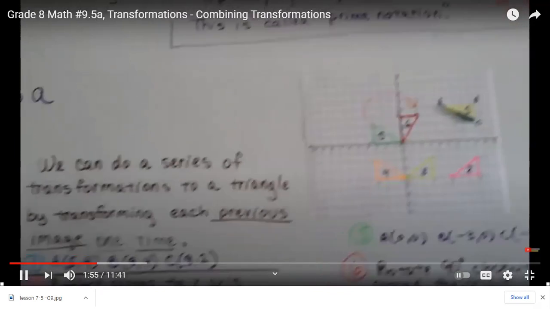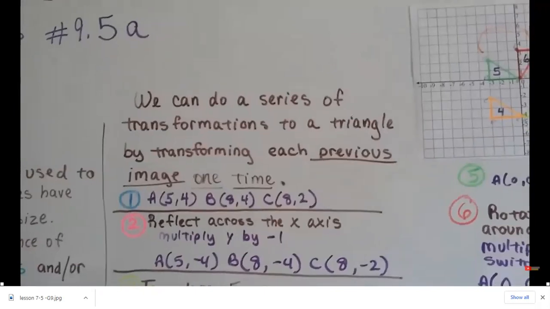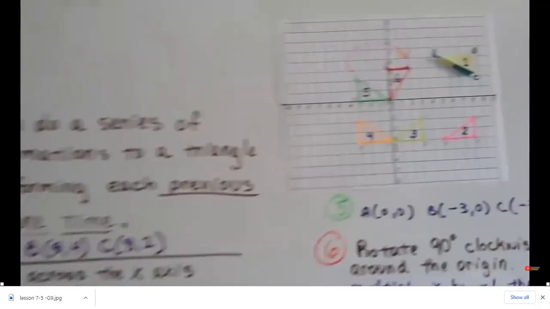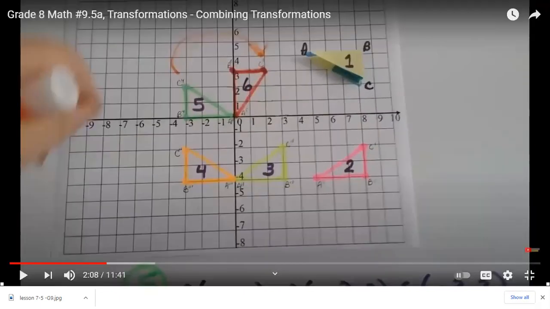So we can do a series of transformations to a triangle by transforming each previous image one time. So we've got our first image here. We're going to do it 6 times. So in our combining transformations, we are going to transform figures maybe 6 times. Each time it will depend on the previous step. So in this case, for example, we start with triangle number 1. What happened in your opinion to triangle number 1?